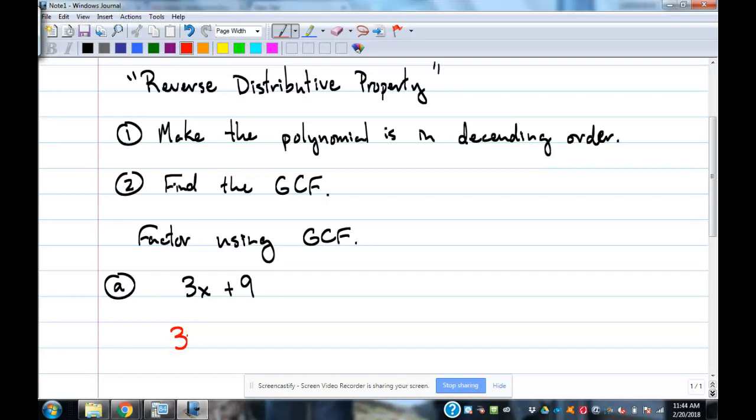So we're going to put that out to the front of the parentheses. And then what we have to say is, okay, what times 3 would give me 3x? X. That's going to go right there. What times 3 would give me a positive 9? A positive 3. We factored this. This is the factored form. You stop right there. That's all you're doing today.